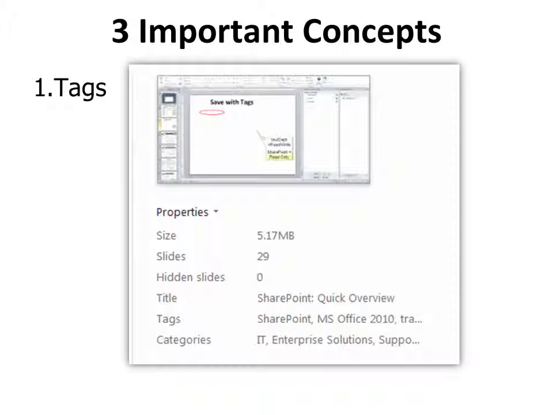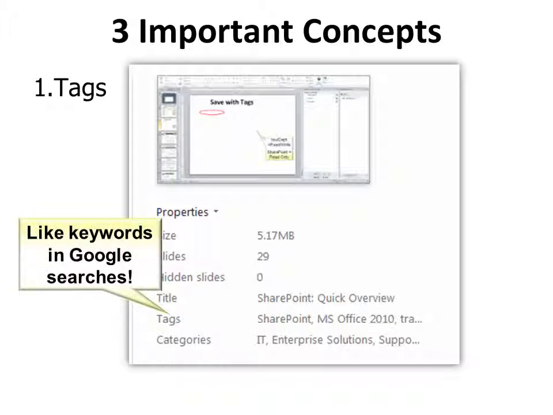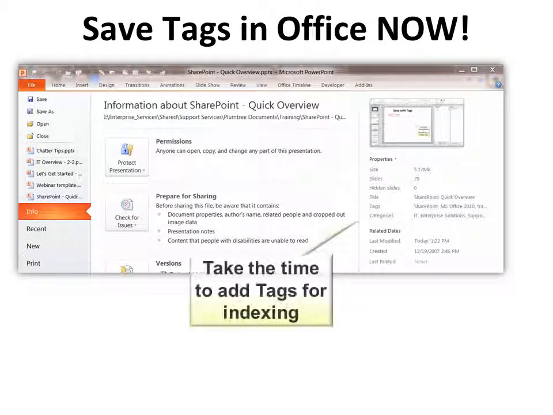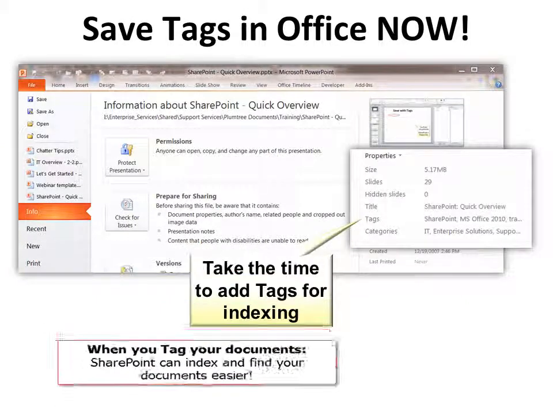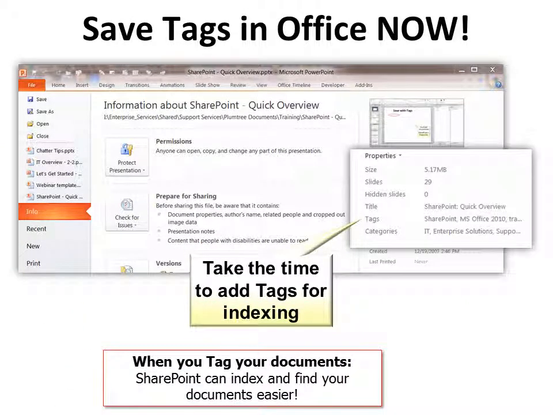There are three important concepts that you need to know when using SharePoint, and the first one is tags. Tags are like using keywords in Google searches. So when you want somebody to be able to find your document, you have to determine what tags you would put on that document so people can find it later. Save tags in Office now. In any Microsoft Office app, that's PowerPoint, Word, Excel, go to File, Info, and on the right you'll see Properties. So take the time to add tags now for indexing.